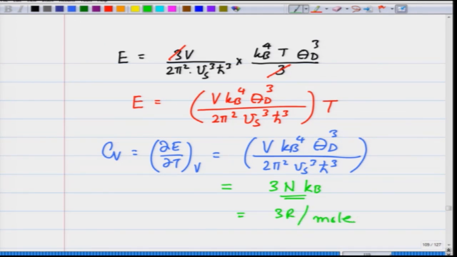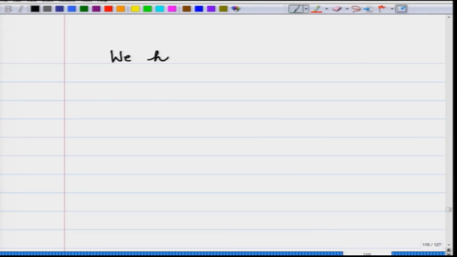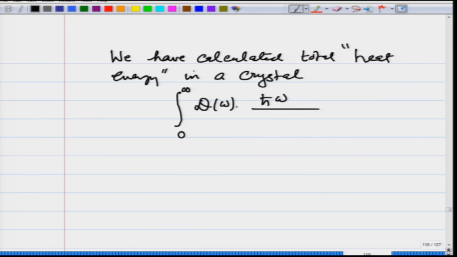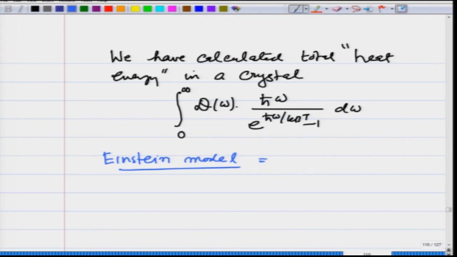So, let me summarize this lecture by pointing out that we have calculated the total heat energy, if you like, because of the temperature in a crystal, by doing this integral from 0 to infinity of d omega h cross omega over e raised to h cross omega over k B T minus 1. And in the limit of large and small temperatures, we have calculated this in the Einstein model, where the heat capacity goes to 0 as T goes to 0, but exponentially.